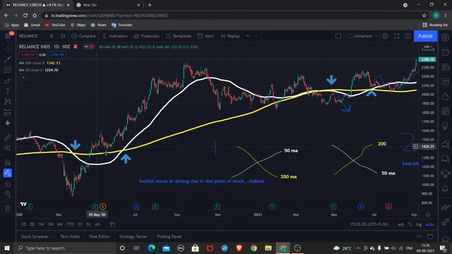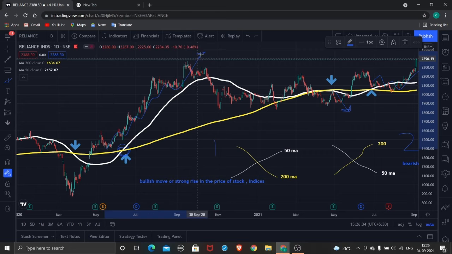Okay, so here we can see. Let me mark for you. Here it occurs. Here it satisfies condition one. Boom. Here goes the stock price. Can you see the exponential rise?